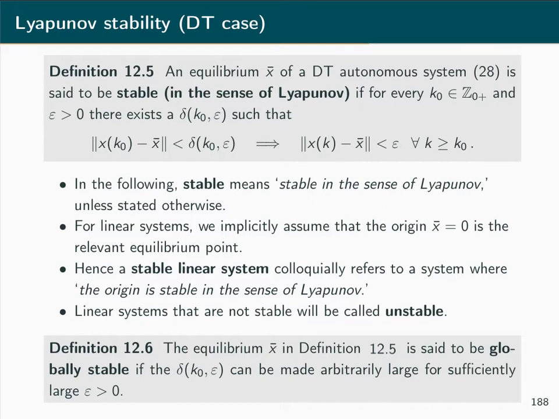A stronger notion of the stability of definition 12.5 is global stability, which is defined in definition 12.6. In fact, an equilibrium point x bar is said to be globally stable if the delta in definition 12.5 can be made arbitrarily large for sufficiently large epsilon. In other words, if x bar is globally stable, then the stability condition holds, and in addition to that, if epsilon goes to infinity, it's also possible to let delta go to infinity.